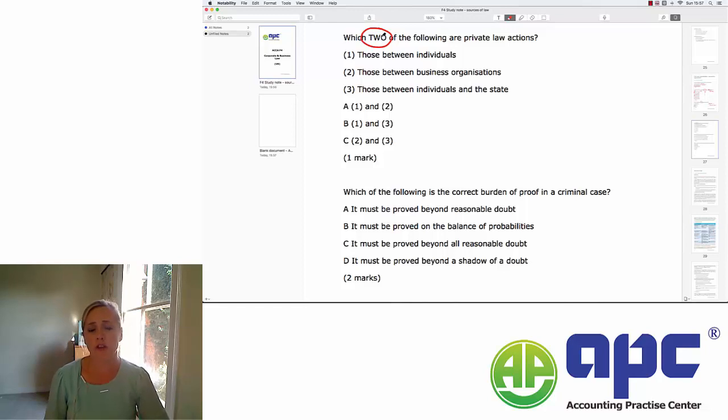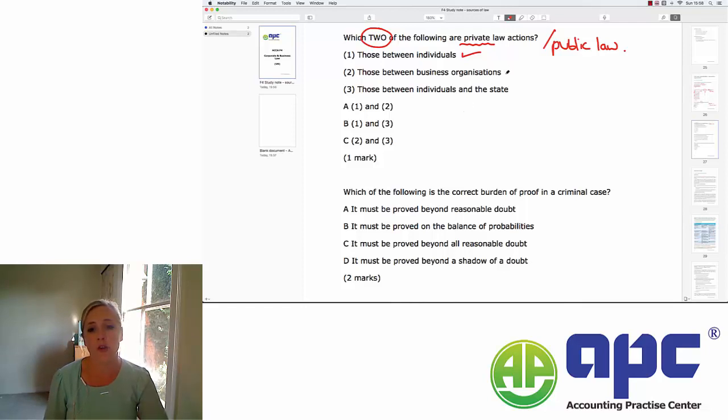Okay, so the question is asking us which two of these are private law actions. So, private law as distinct from public law. Okay, hopefully you've had an opportunity to think about and look back in your notes for the difference between the two. But private law basically governs actions as between individuals. So, for example, a contract dispute or perhaps a negligence action under tort. They are things between two people that no one else needs to get involved with.